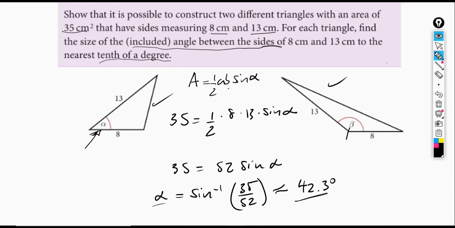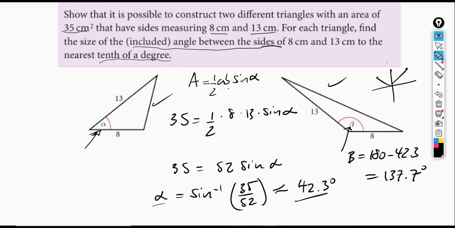But what would this angle be here in order for these two triangles to have the same area? Now notice that this is an obtuse triangle. Obtuse triangles are over 90 and obviously less than 180. So that is the same situation as having sine here and sine there. So that means that beta would necessarily be equal to 180 degrees minus 42.3 degrees. And this is equal to 137.7 degrees.